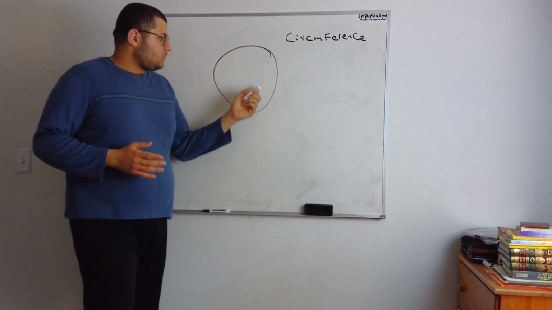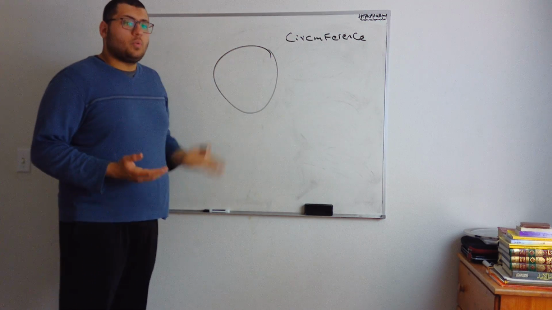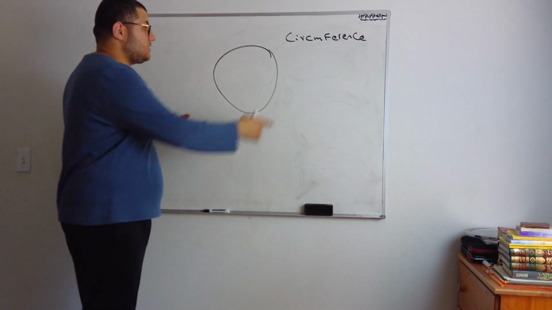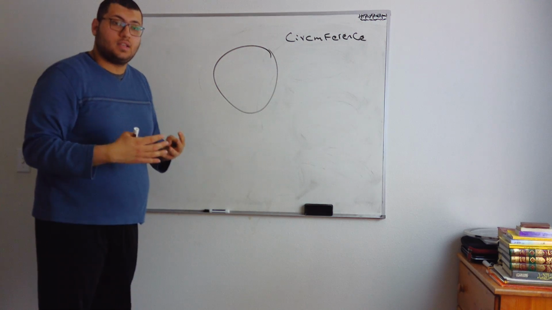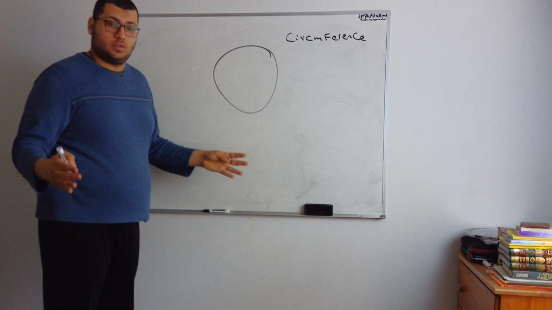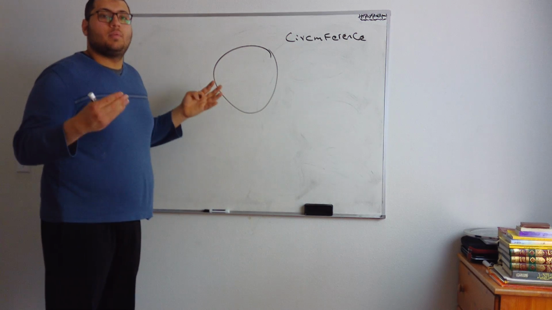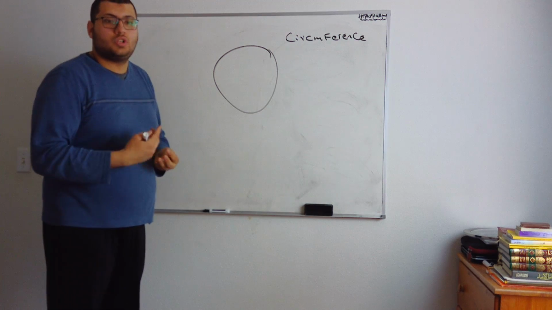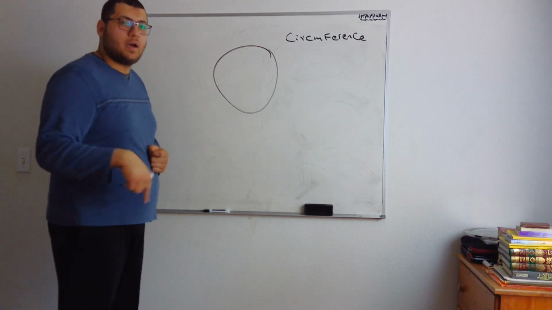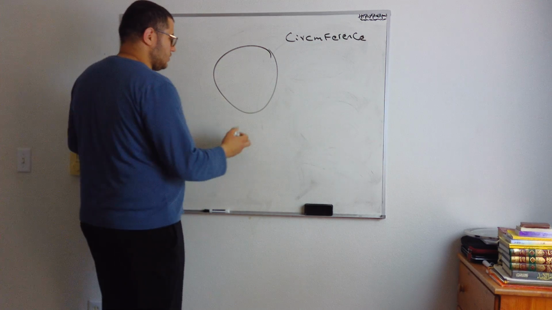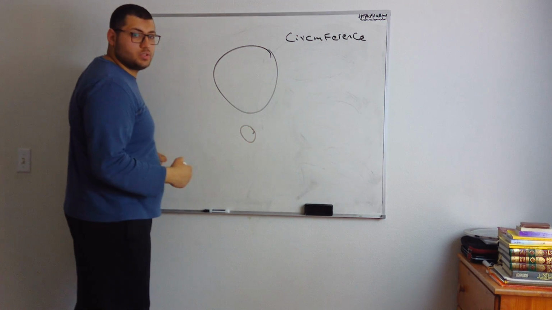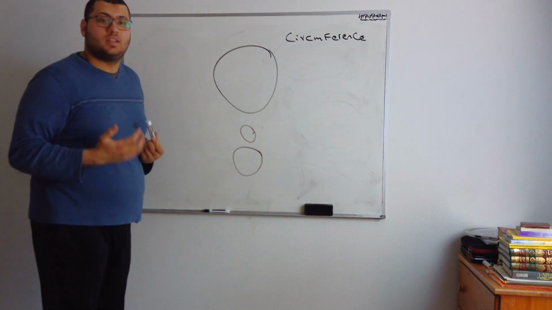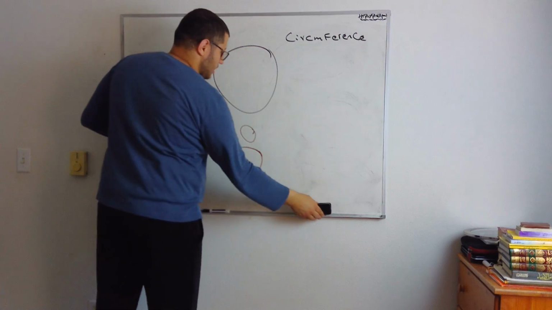Now that we know what the circumference is, how do we find it? The circumference is the distance around the circle, defining how big the circle is. It determines the size of the circle. If you go to buy any circular objects, they will usually use the word circumference to define how big the object is. The smaller your circumference, the smaller your circle. The bigger your circumference, the bigger your circle. So it's the distance around the circle.